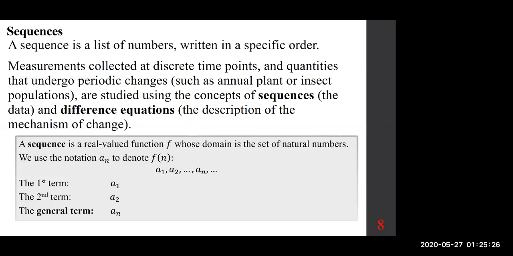We are basically repeating the definition here, so I don't want to really waste time. A sequence is just a list of numbers. I'm reminding you of that. And again, we have the first term, the second term, and the general term. And what matters is the domain is a set of natural numbers.